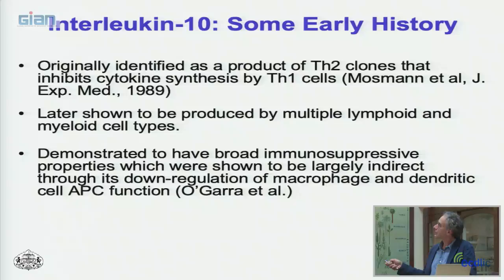IL-10 was originally identified as a product of TH2 clones that inhibits cytokine synthesis by TH1 cells. But it was later shown to be produced by many different lymphoid and myeloid cell types. So, as I'll show you, it's produced by macrophages and dendritic cells. It's produced by virtually every lymphocyte subclass, B cells, T cells. And it's demonstrated to have broad immunosuppressive properties, shown to be not acting directly on lymphocytes, but through its downregulation of macrophage and dendritic cell antigen presenting functions.